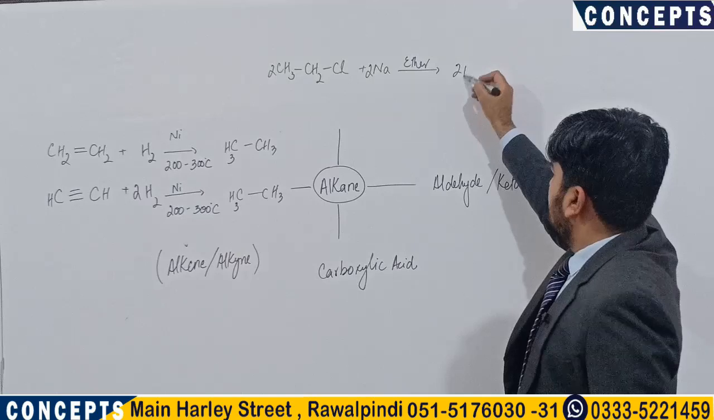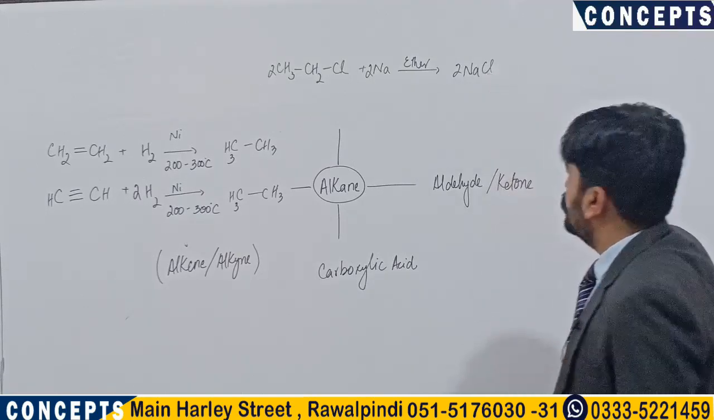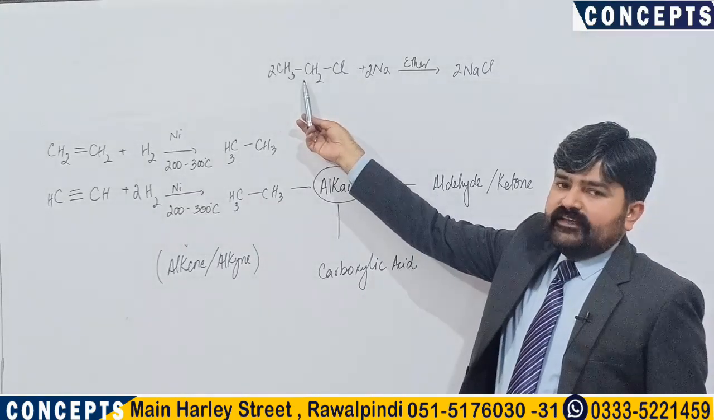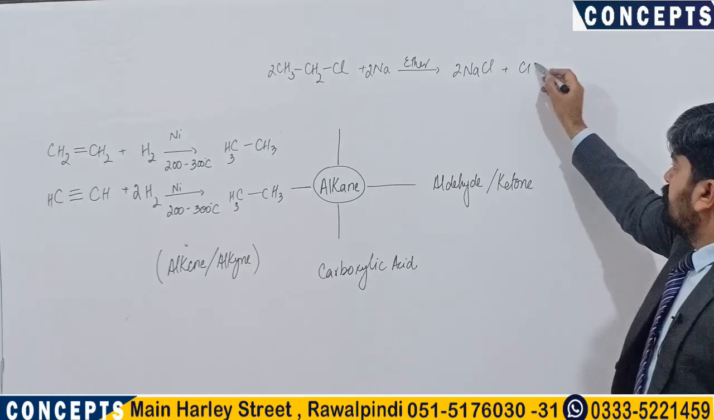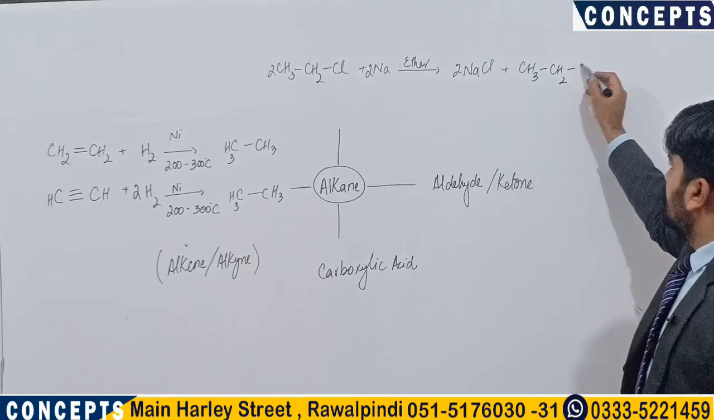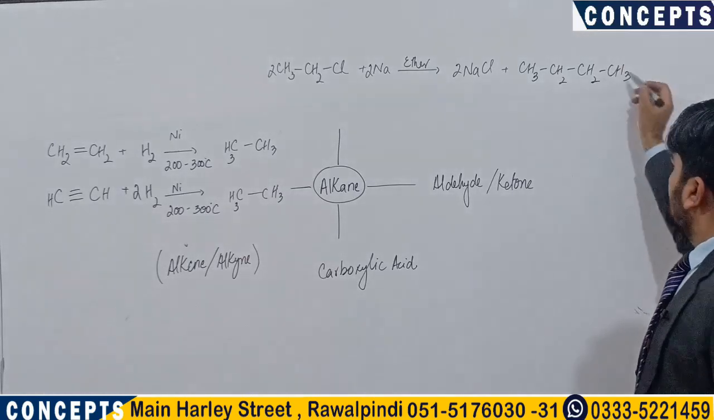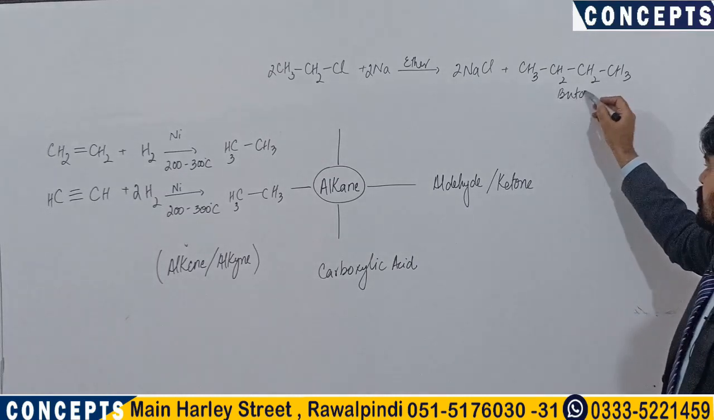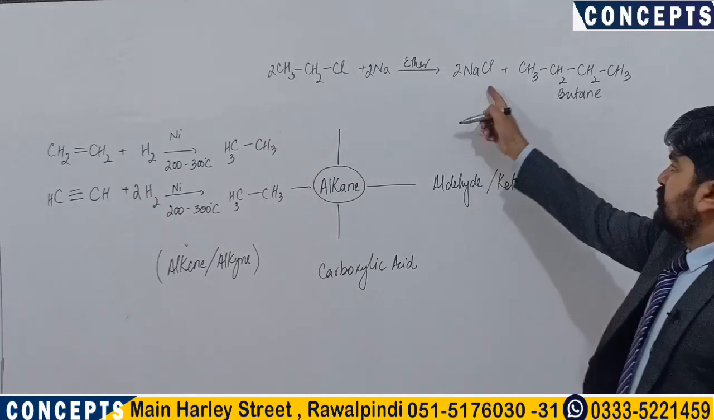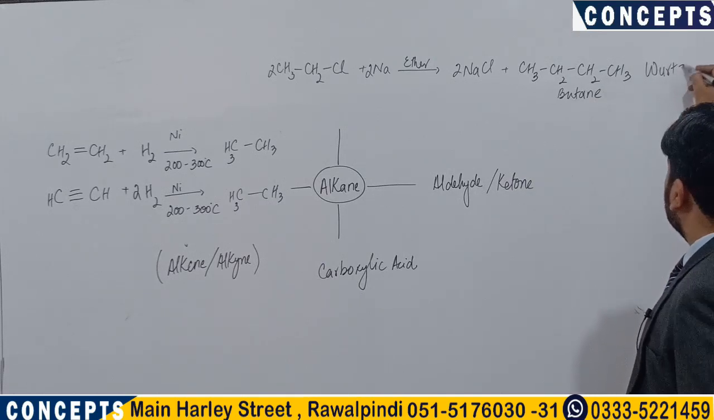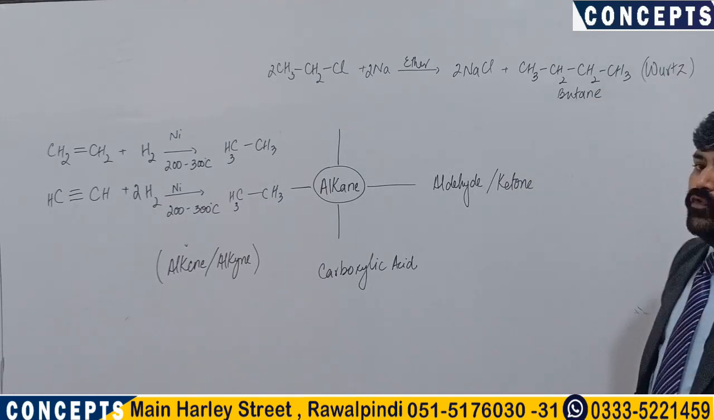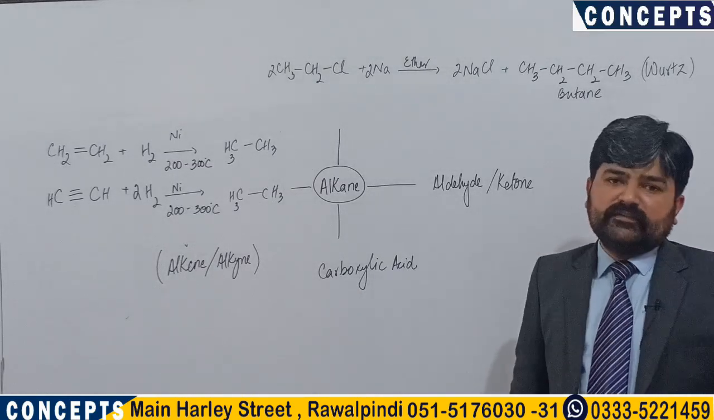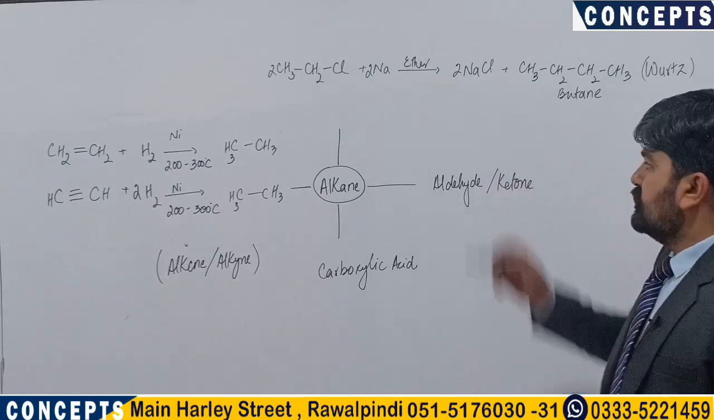Sodium and chlorine unite to form sodium chloride, and the remaining 2 moles of ethyl radicals combine together to give us a higher number of carbon chain, mostly double the carbon chain, and we get a compound named butane. This reaction is known as Wurtz synthesis or Wurtz reaction. Wurtz-Fittig reaction is mainly important for achievement of higher alkanes. For getting higher alkanes, we use this reaction.